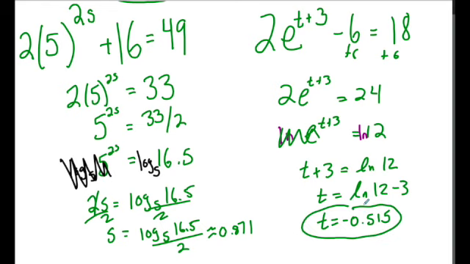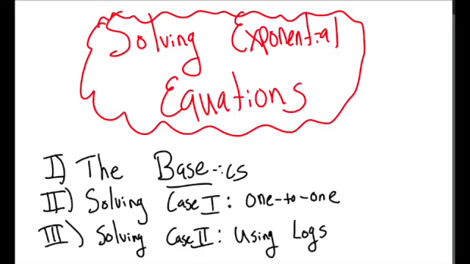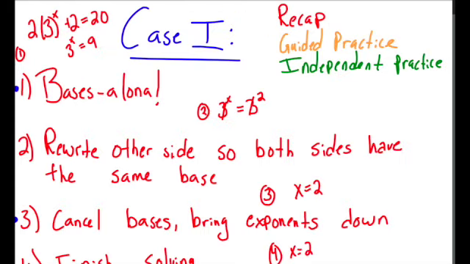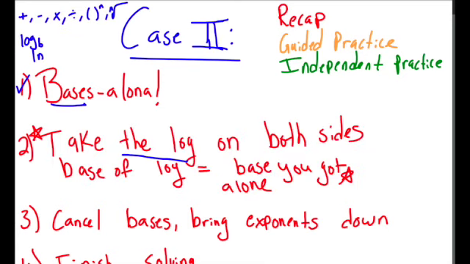Okay, folks, that's going to bring it to a close. So in this video, just to recap, we summarized three basic things: what exponential equations are, how to solve them with the one-to-one property in case one, where you can rewrite the right-hand side so the bases are equal, and then the general strategy of using logs on both sides when case one isn't a possibility.